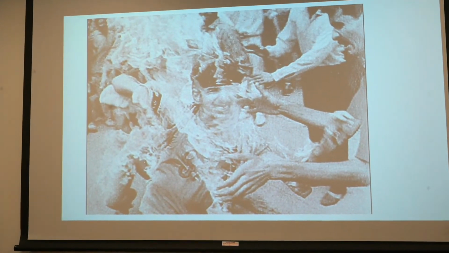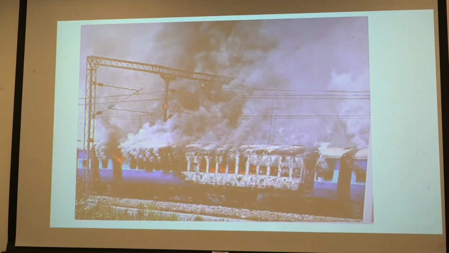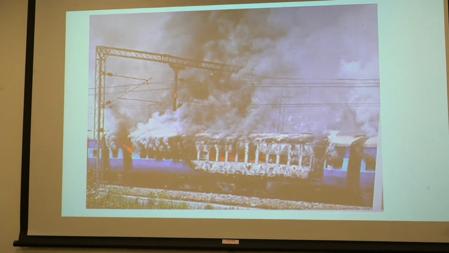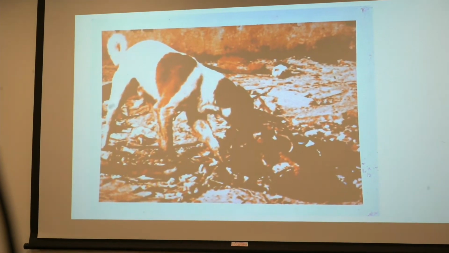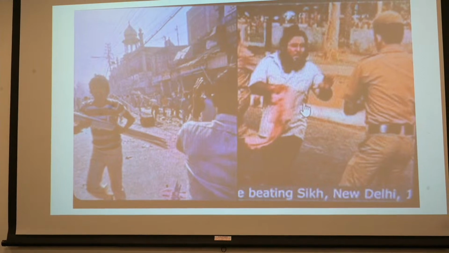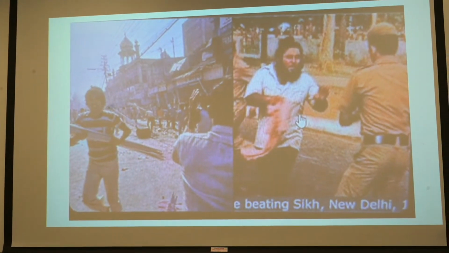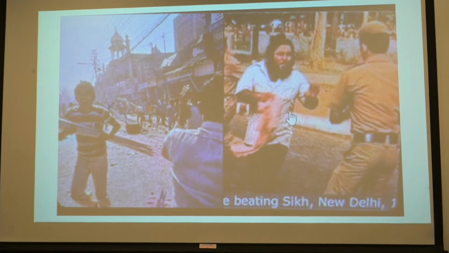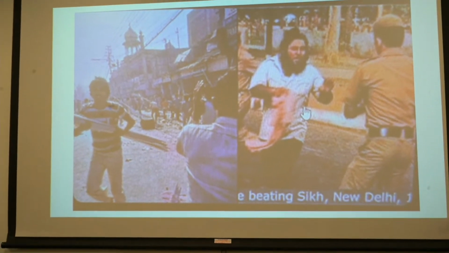So next, to convey what I'm saying in pictures, I'm going to show some slides. I hope you're not offended. Here is a young man and many other bodies burned. More carnage. Next, a train set on fire. A dog is eating the flesh of dead Sikhs. Next, there is a mob attacking the Sikhs, and there's a policeman. He's running from the mob and faces the policeman. Now the policeman is beating him.